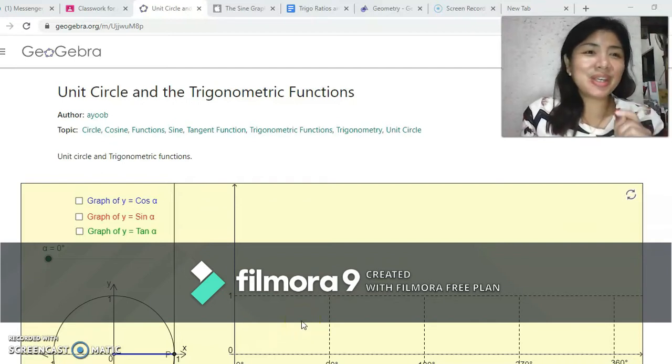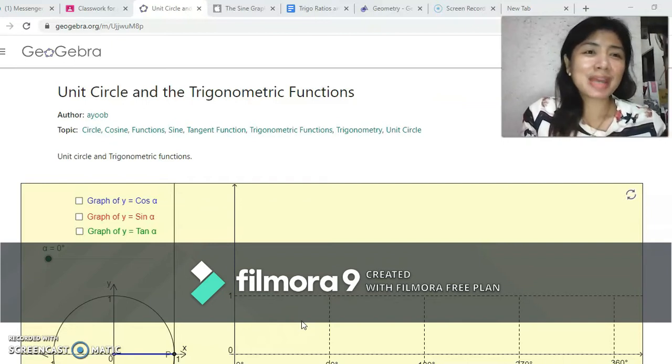So in this video, we'll be talking about a little of the trigonometric functions or the trigo ratios, but this talk is really for our sine function or the sine graph. This is our sine graph talk, okay?